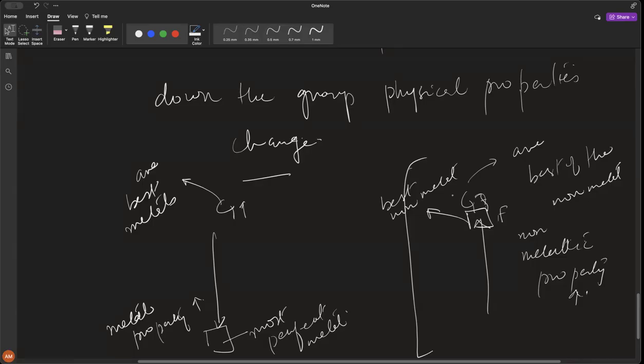So the elements in the same group have the same chemical properties, but down the group, their physical properties can change, like density, melting points, and all of that. Is this clear?